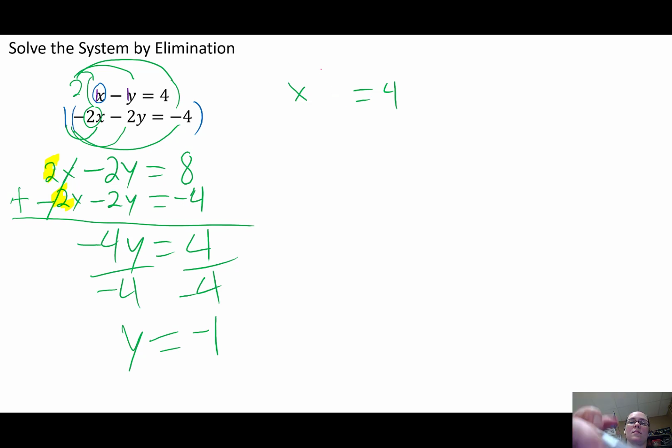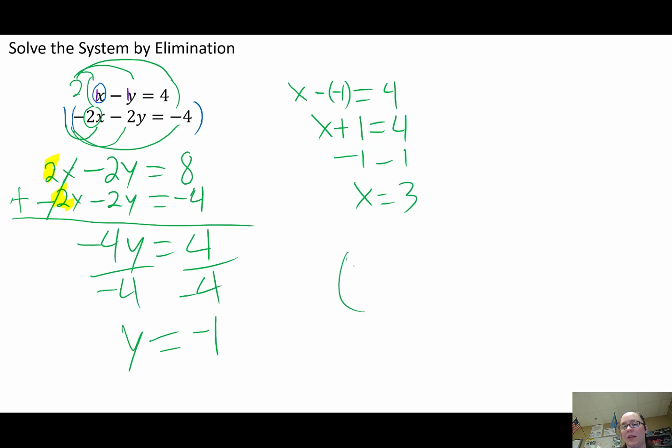So we get x minus a negative 1, which really is the same thing as saying x plus 1. Subtract 1 on both sides, and I get x is equal to 3. So my solution for this one is 3, negative 1.